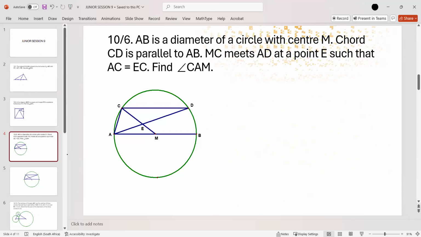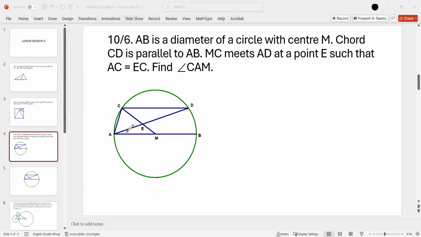So you've got AB is the diameter of a circle. We just spoke about diameters. So this is AB, and you've got a circle here. And CD is parallel to AB. CD is parallel to AB. So let's just put that down. The diagram will show it. It's parallel. Right.